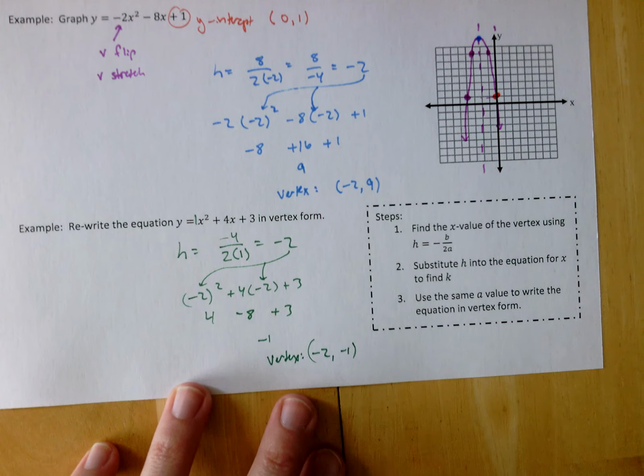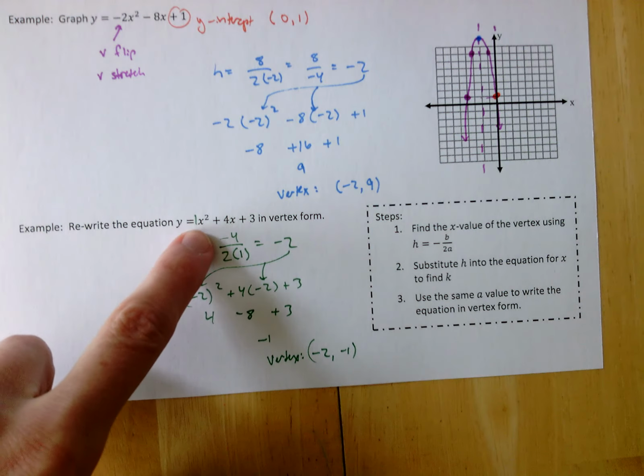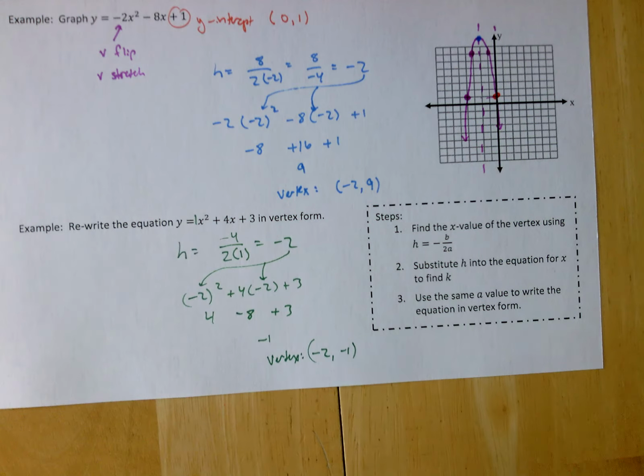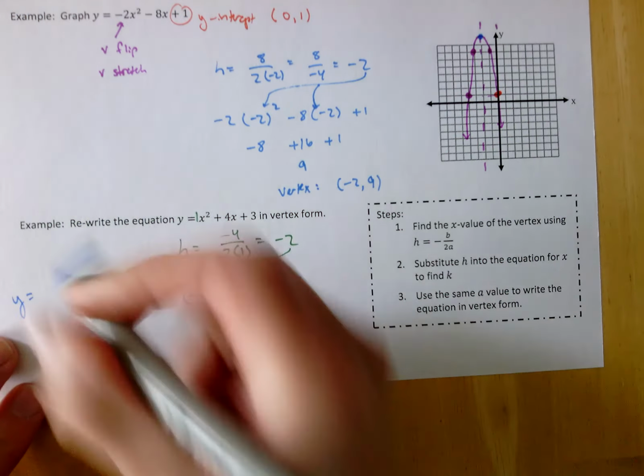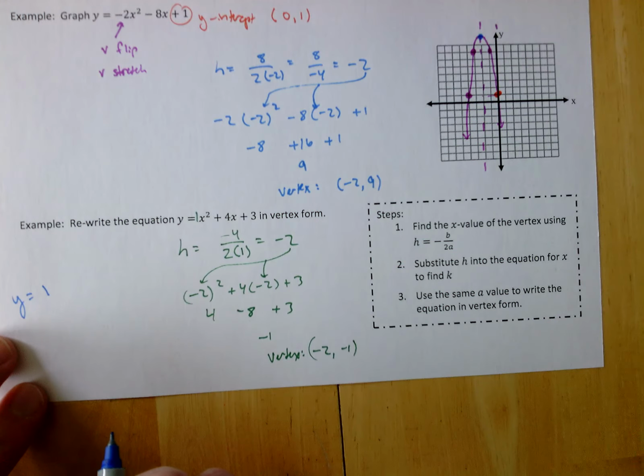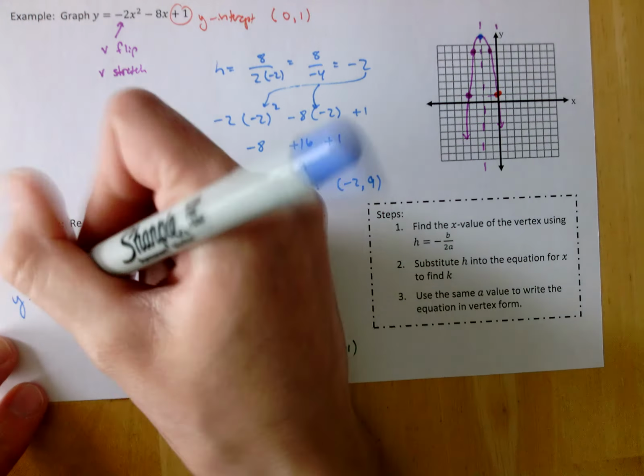All right, and then I know that my A value is going to stay the same, so that 1 is going to be the same A value. And that's all the information that I need. I can then write this into vertex form. So it's going to be y equals A, which is 1. I'm going to write it in for now, but you obviously don't have to write the 1 in.